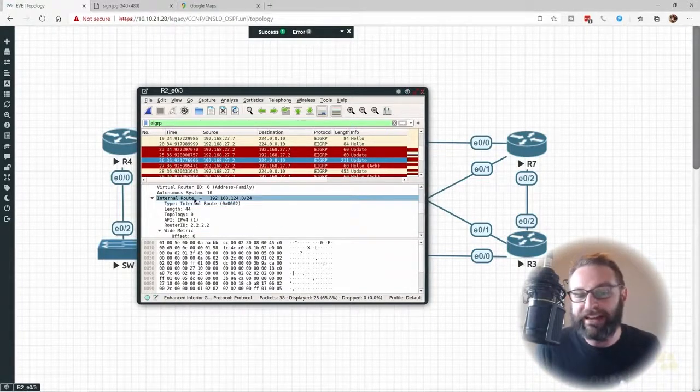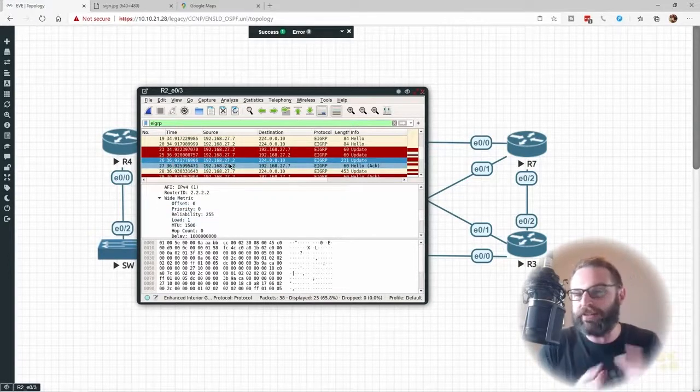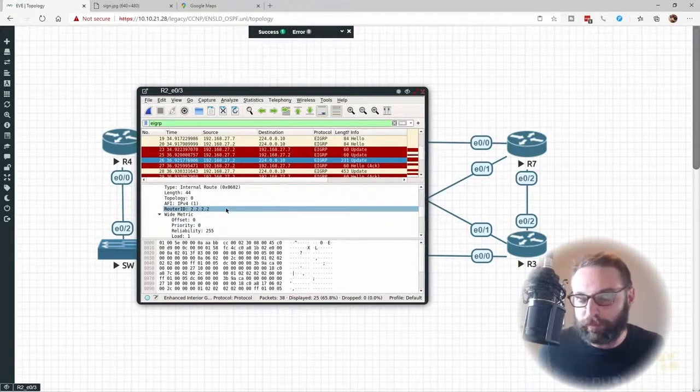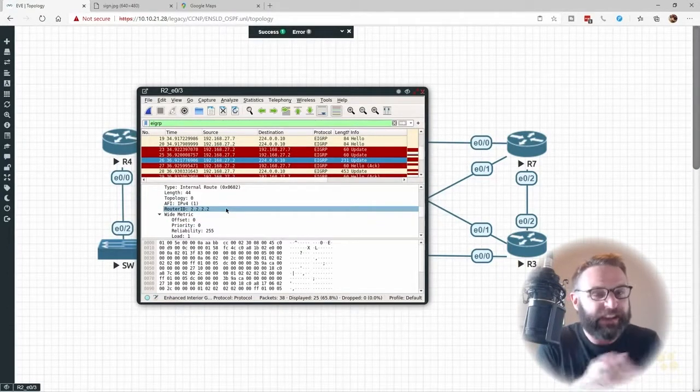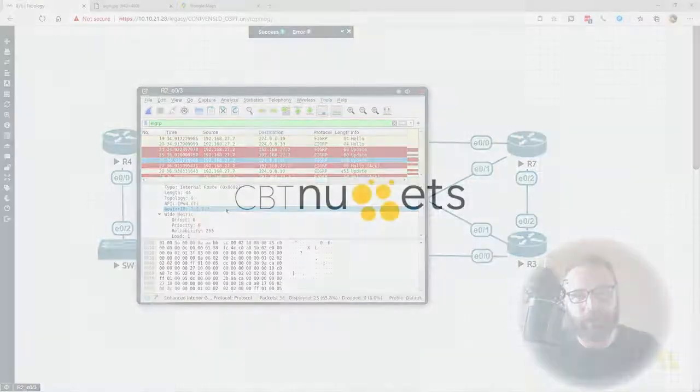Now, some fascinating info about these routes is where the metric actually gets calculated, and that's what the next nugget is going to be all about. How does it determine the best path forward, and what metrics does EIGRP use? That's what we're going to talk about in the next nugget. This has just been setting up how an EIGRP neighbor adjacency is actually formed. I hope this has been informative for you, and I'd like to thank you for viewing.